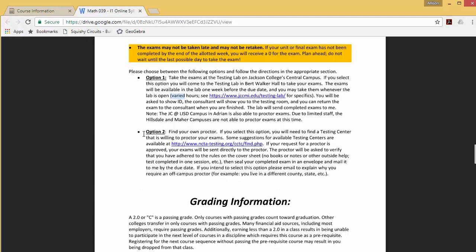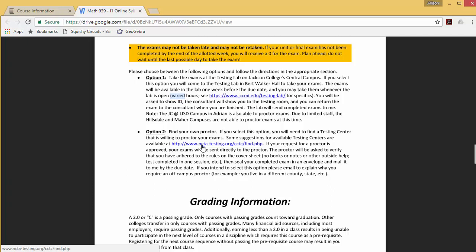Okay. Now, many other students are going to be out of county and are going to need to find their own proctor. If you need to find your own proctor, there's a website right here that can help you try to find a testing location. This is not a comprehensive list, so if your state does not have anything on this list, I suggest you look up a local community college or a local military base, and those types of locations both have testing proctors available.